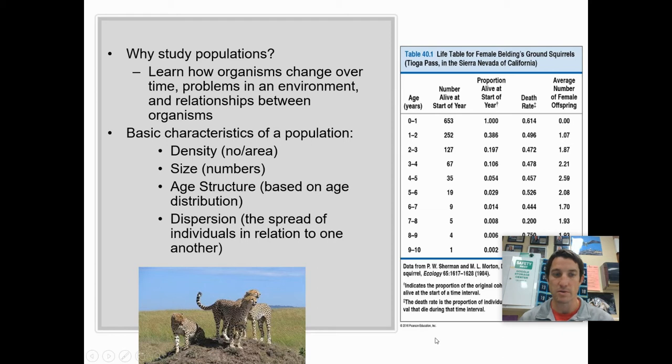What does that mean? Okay, so populations give us a good insight into how organisms, like large groups, interact with one another. Recall that a population is a group of the same type of organism that lives in the same area that can interbreed and continue their species on. We look at a lot of different characteristics: density, size, age structure, dispersion, where they live, and that kind of stuff. So that's what we're going to be looking at and talking about here today.